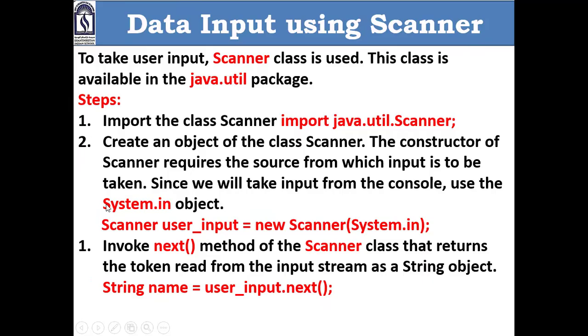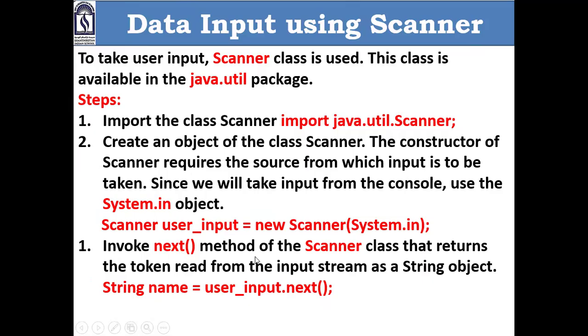This Scanner class is available under the java.util package. What are the steps involved to get input from the user? First step, we need to import the Scanner class: import java.util.Scanner. Then we need to create one object of the Scanner class. So Scanner is the class, user_input is an object, new Scanner(System.in). Since we will take input from the console, from the console only we are getting input, so we use System.in. We need to call the next method. next is a method under the Scanner class.